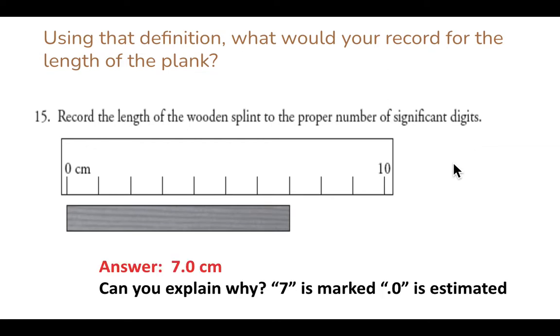You should have gotten 7.0 centimeters. Why? Well, the 7 is marked. You can count 1, 2, 3, 4, 5, 6, 7. You know it's 7 for certain. Now, if it's 0.0, it's 0.0.